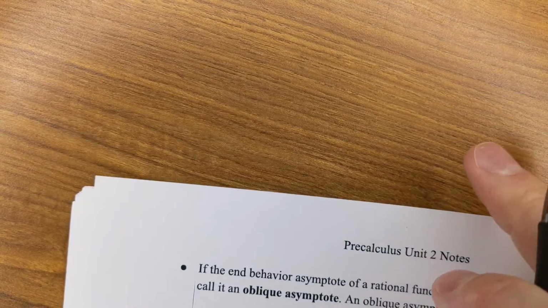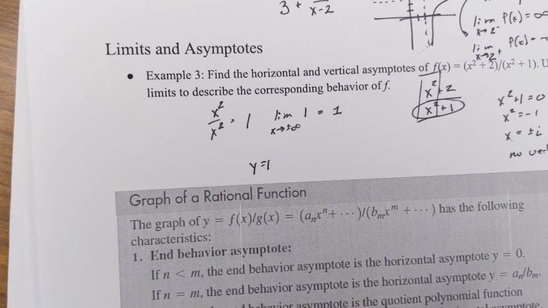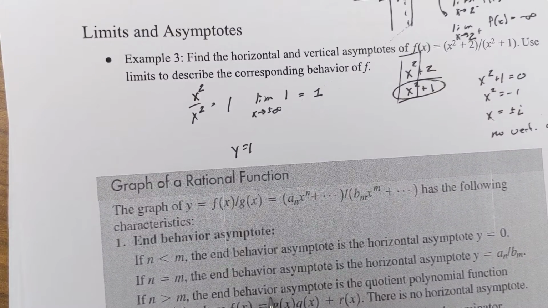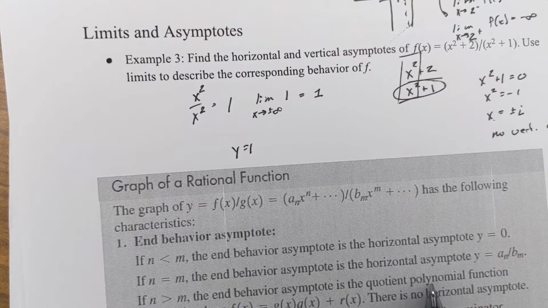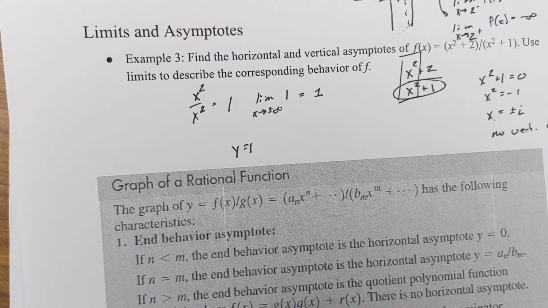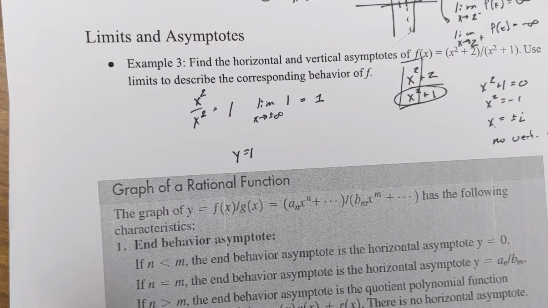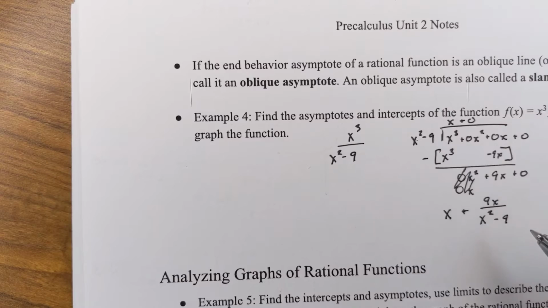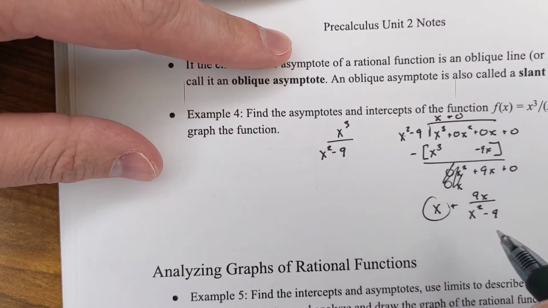So if you look back at the previous page, I talked about the end behavior. If n is more than m, which is what we have here, the end behavior asymptote is the quotient polynomial function q of x. So what we get when we divide, it does not matter about the remainder. So this one does have a slant asymptote. The slant asymptote here is y equals x.